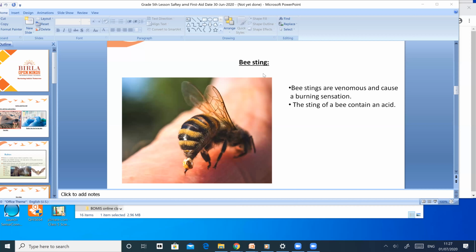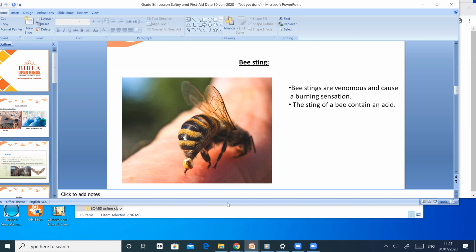Okay, children, so you can see a bee. Bee stings are very dangerous. If it bites, it will be very painful because the sting of the bee contains an acid. So we have to remove the sting because the sting will penetrate into the skin. It will get inside the skin, and it is very painful.